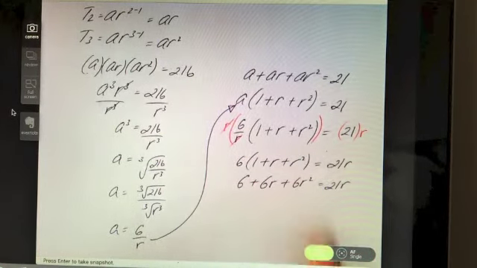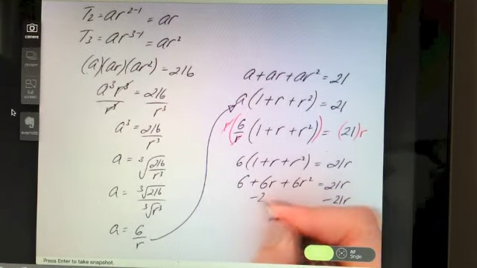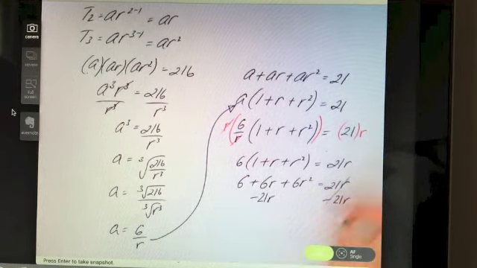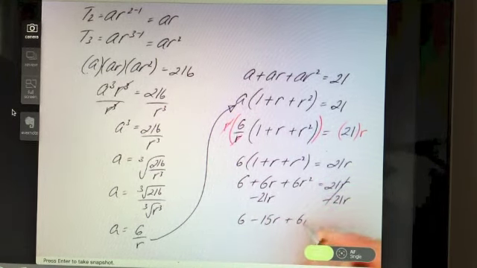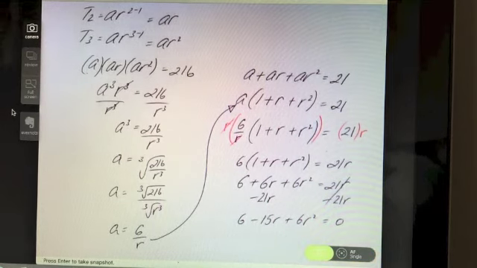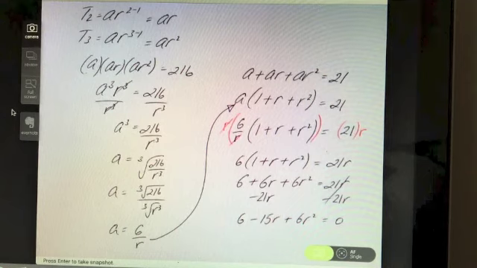And now I'm going to try and tidy this up as best I can. So I'm going to take away 21r from both sides. And I'm left with 6 minus 15r plus 6r squared is equal to 0. And look what I have here. Here I'm now left with this quadratic.